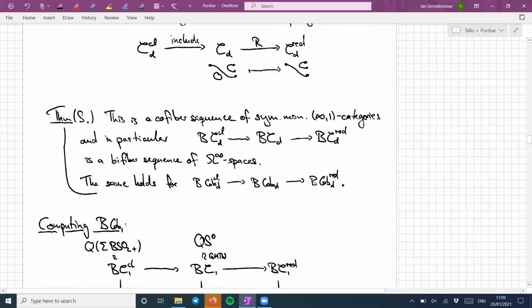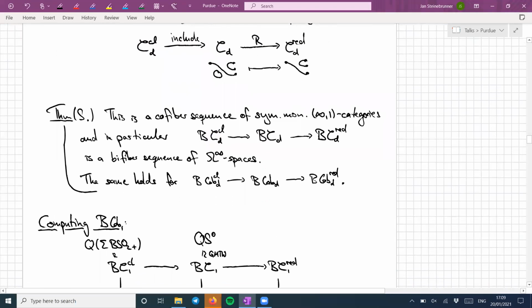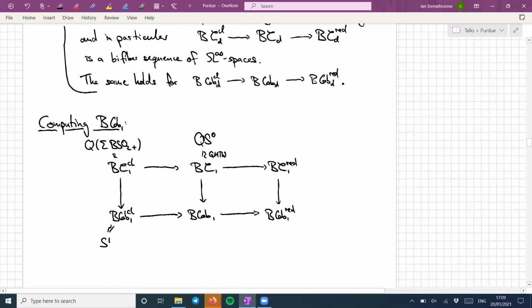All right. Okay, now I have this fiber sequence. I have this decomposition into circles and intervals. And how do I use that to actually compute something? Well, we already know the classifying space of the one-dimensional bordism category. It's the free infinite loop space on a point.